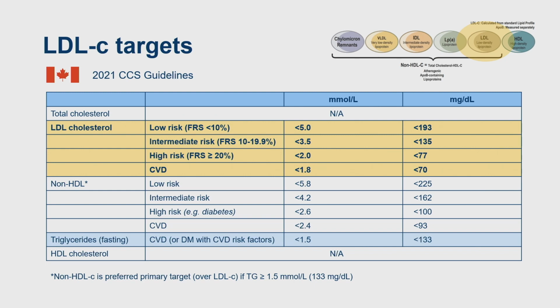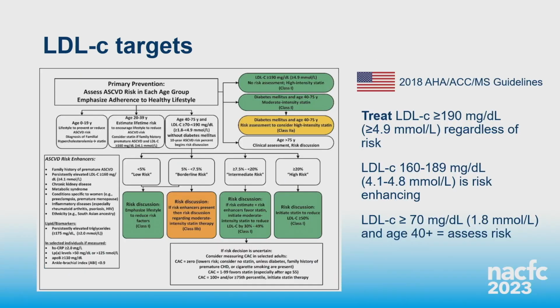So highlighted in yellow here, you can see that LDL targets are very dependent on risk. If someone's at low risk for cardiovascular disease, we're aiming for an LDL less than 5 or less than 193, whereas someone who's very high risk who has cardiovascular disease, we should be aiming for a tight target of less than 1.8 or less than 70.